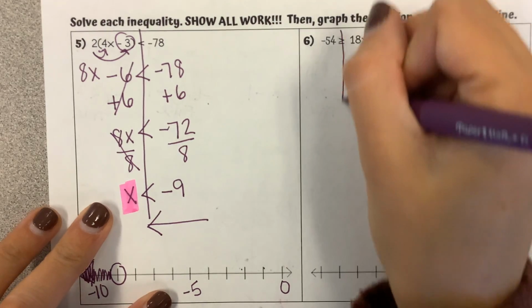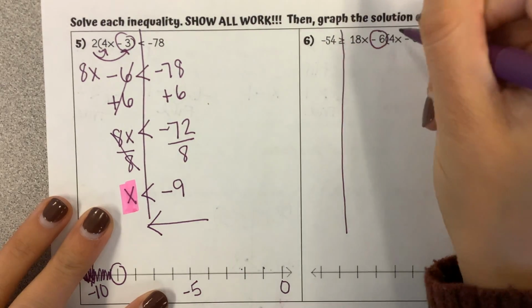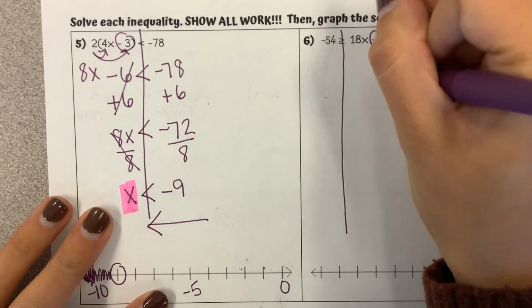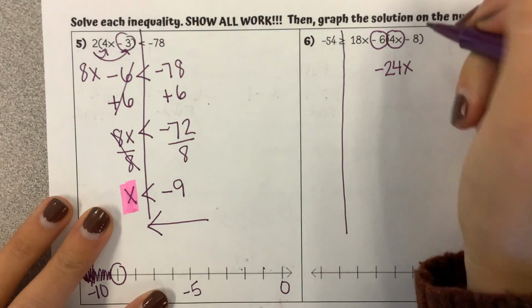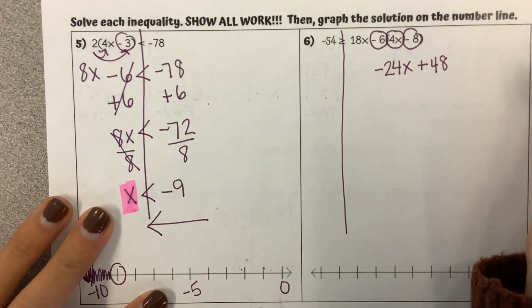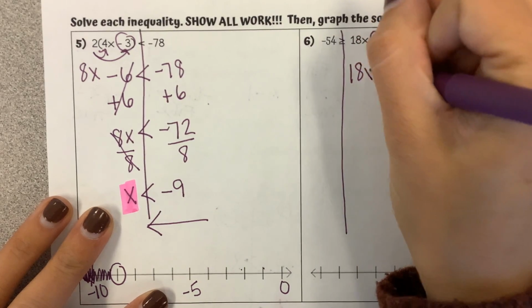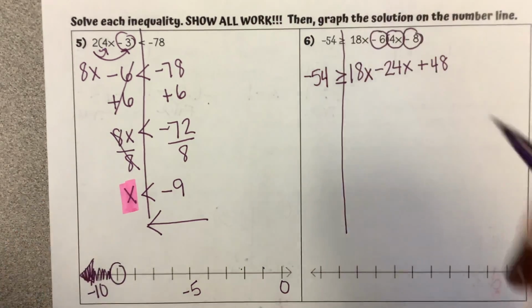Last one, another multi-step inequality. I'm distributing negative 6, so be careful. Negative 6 times positive 4x is negative 24x. Negative 6 times negative 8 is positive 48. Bring down our 18x, bring down the inequality sign, bring down negative 54.